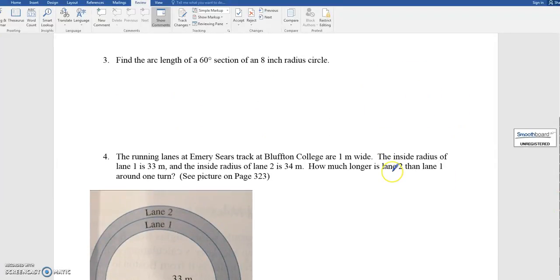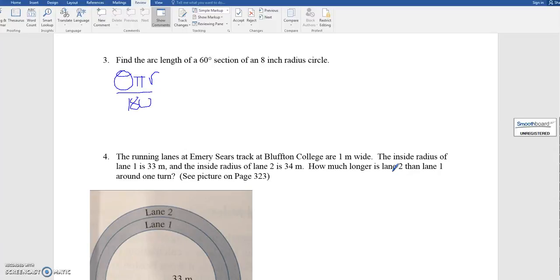Okay, so let's look at a couple applications. First of all, find the arc length of a 60-degree section of an 8-inch radius circle. Because we're in degrees, we're going to use our degree formula. I would start by writing that down. So we would have theta pi r over 180. That's going to be arc length.